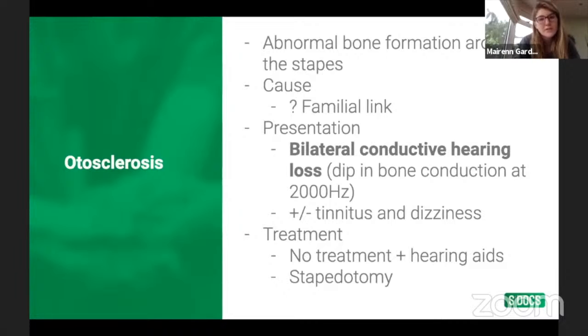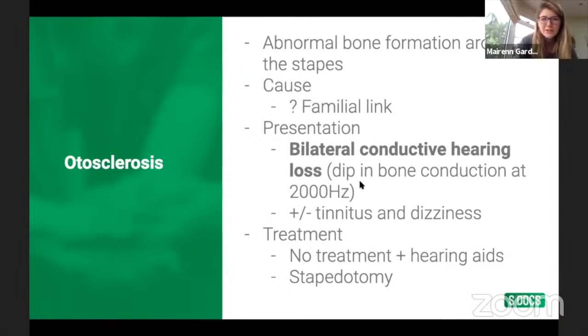These patients present with a bilateral conductive hearing loss, which is quite helpful to differentiate it. In the audiograms, which I'll be going over in part 3, it's also important to note that they'll have a dip in the bone conduction at 2000 Hertz, but I'll come on to explain this later, so don't worry. These patients might also present with tinnitus and dizziness. Often it's a triad of symptoms that they present with.